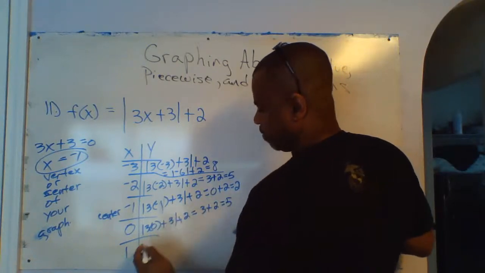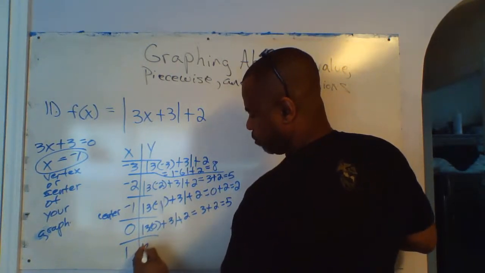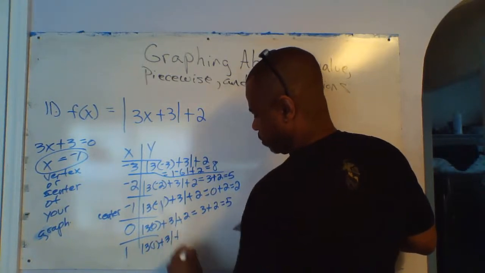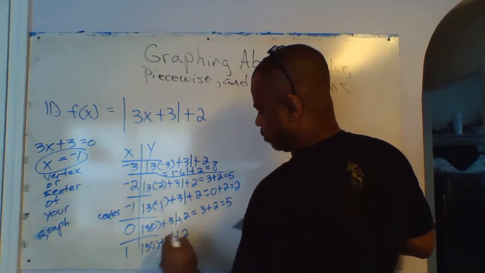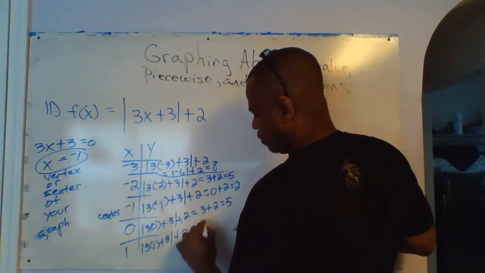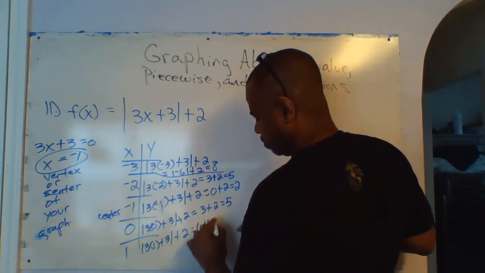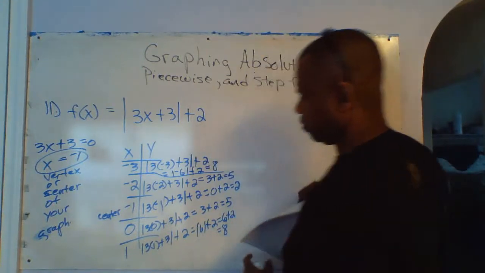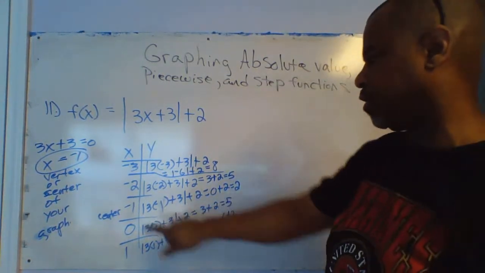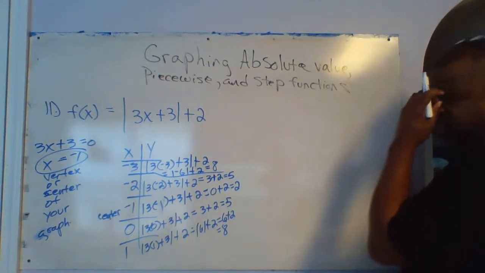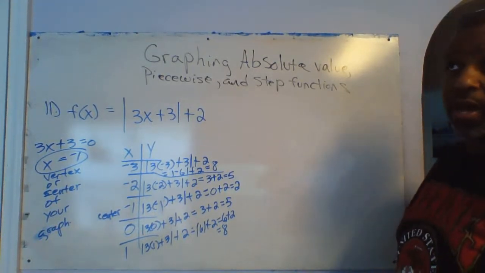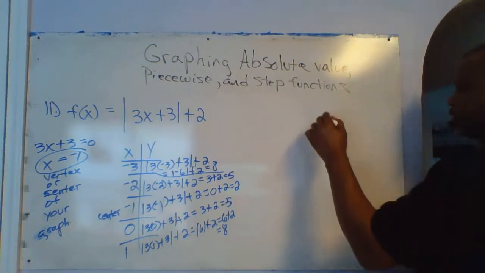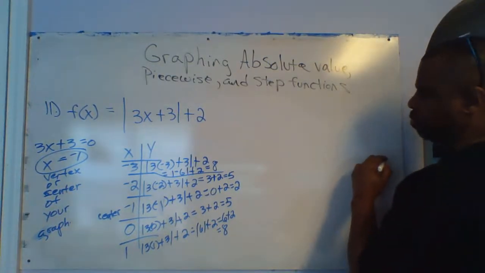So that's 5. And then the absolute value of 3 times 1 plus 3, plus 2. We know 3 plus 3 is 6, and the absolute value of 6 is 6. So we basically have 6 plus 2, which is 8. If you notice, this is your very center. So it's simple, like I said. It's similar to a quadratic function, but it's a V instead of a U. So let's go ahead and graph this.